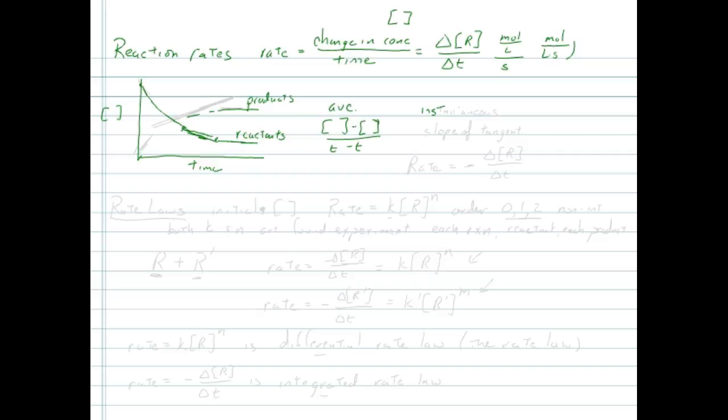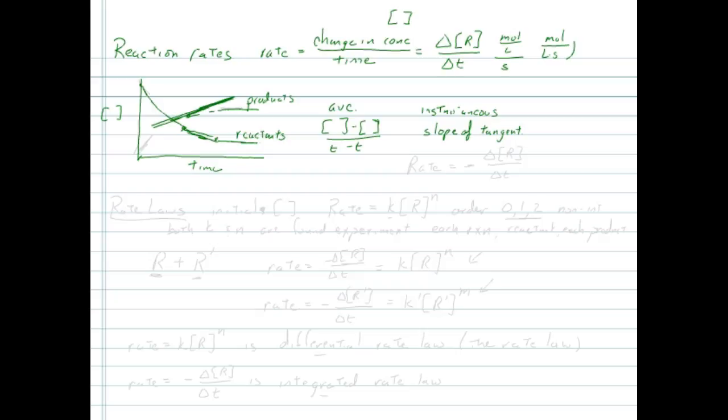Instantaneous is a tangent. So if we're going to find the instantaneous rate of change right here, you draw a tangent line to it, and then the slope of that tangent line would be that. So it would be the slope of the tangent line at the point in question. So for instantaneous, you have one point. For average, you have two different points.